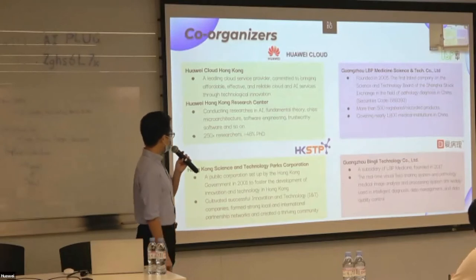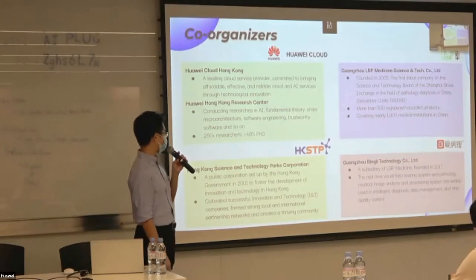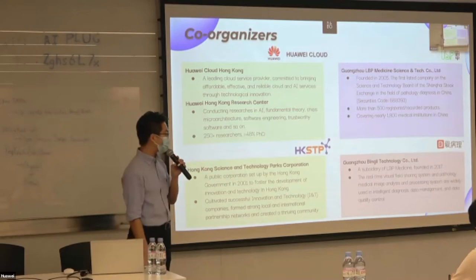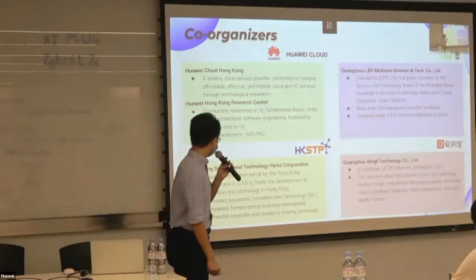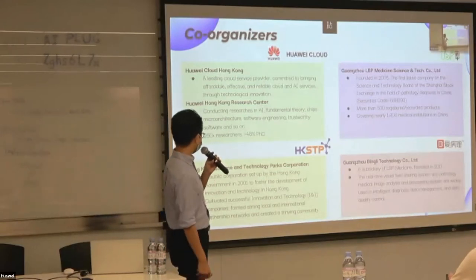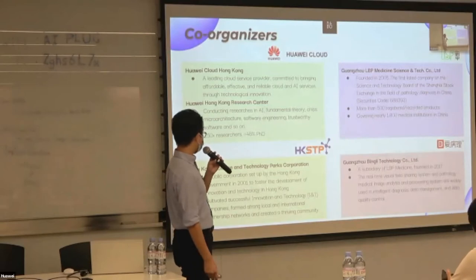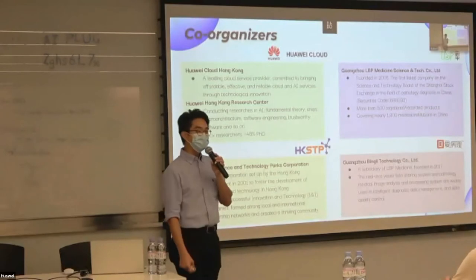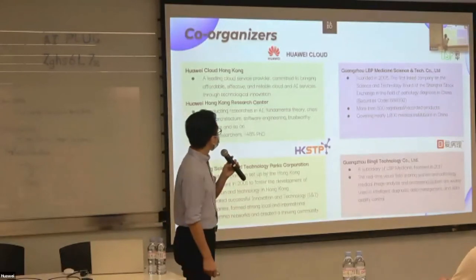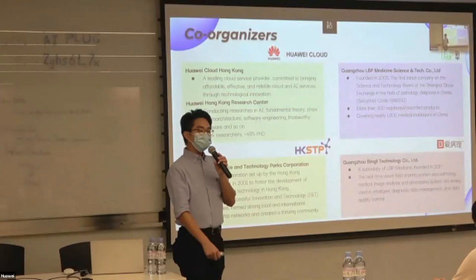For Hong Kong STP, as most of you know, the Science and Technology Park Corporation is a public corporation set up by the Hong Kong government in 2001 to foster the development of innovation and technology in Hong Kong. It helps to cultivate successful innovation and technology companies, form strong local and international partnership networks, and create thriving communities.